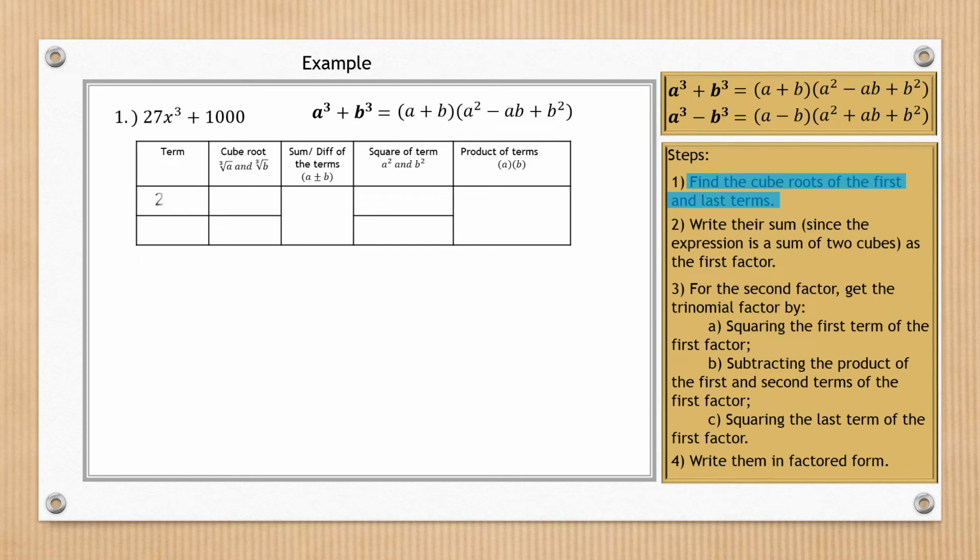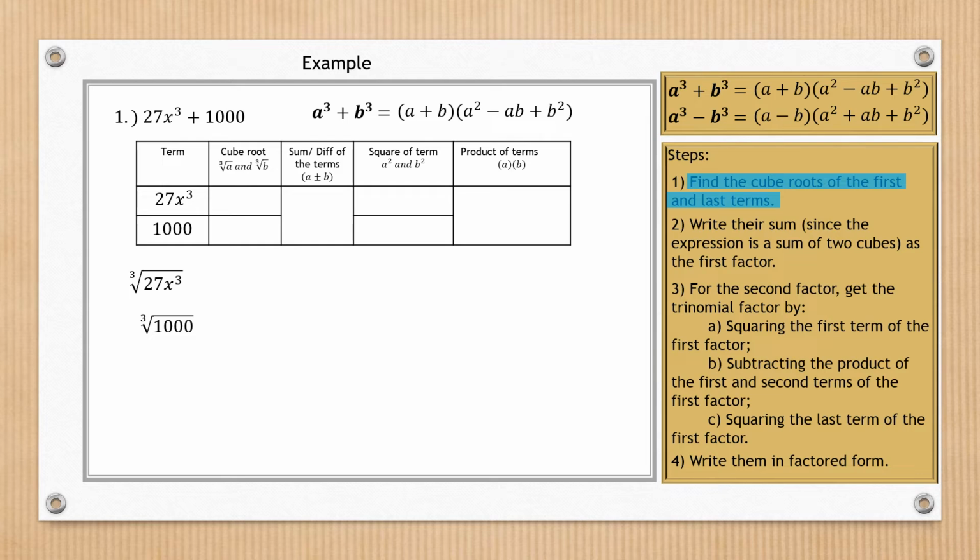So, what is the first term? The first term is 27x cubed and the last term is 1,000. So, it says we get their cube roots. Get the cube root. Cube root of 27, that is 3. Very good. Cube root of x cubed, that is x.